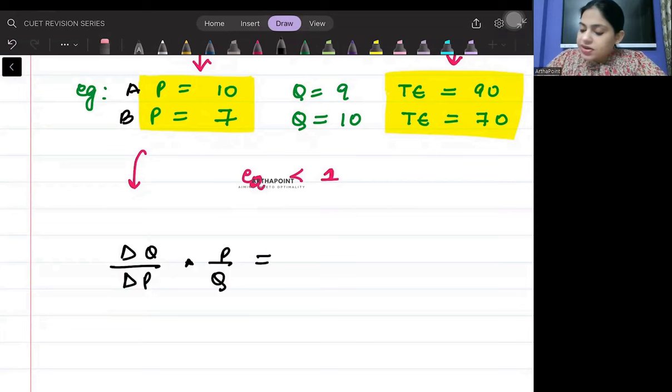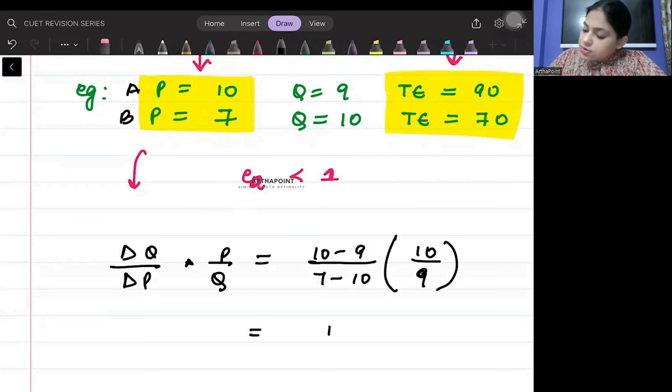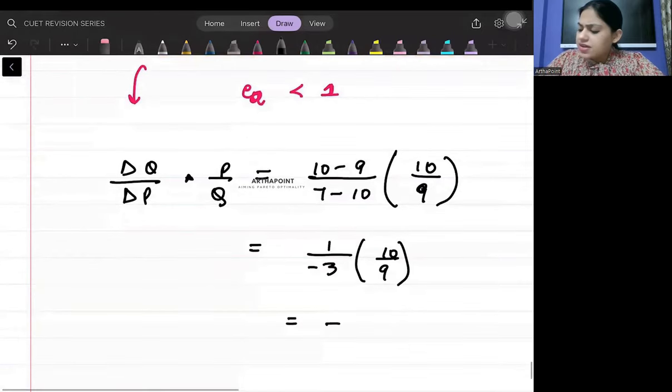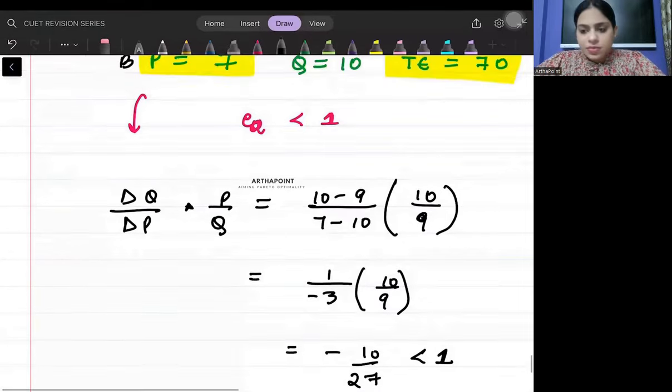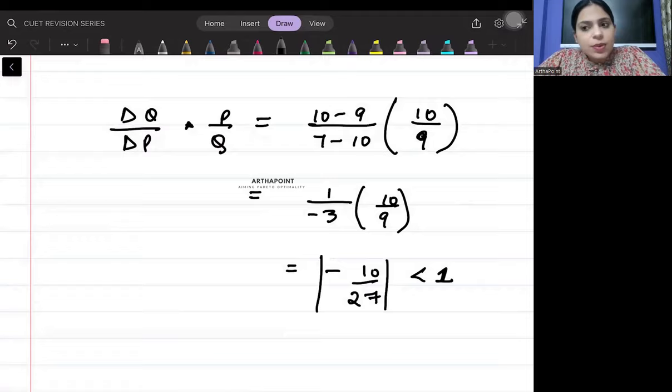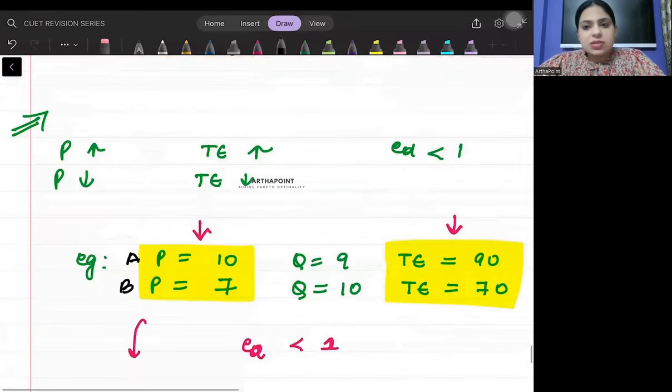तो change in quantity आ गया बेटा 10 minus 9, change in price हो गया 7 minus 10 into initial price by initial quantity. तो 10 by 9. तो बेटा this will be 1 minus 3, 10 by 9. So this will be minus 10 by 27, clearly less than 1. अगर मैं absolute value में देखूं, always check in absolute value. It is less than 1. तो ये हो गया हमारा inelastic demand.